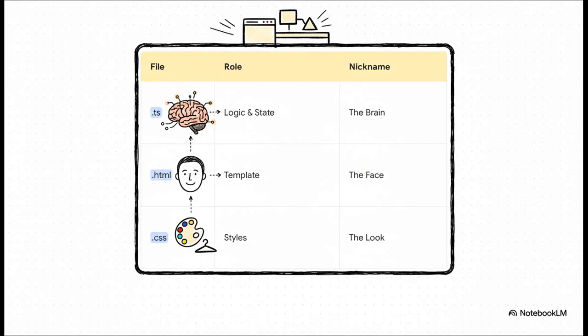Okay, so every single one of these components breaks down into three simple parts. You've got the TypeScript file. That's the brain. It handles all the logic, all the data. Then you've got the HTML file, which is the face. That's what the user actually sees. And finally, the CSS file, the look. It's what makes it pretty, the colors, the layout. So brain, face, look. Super simple, but incredibly powerful.